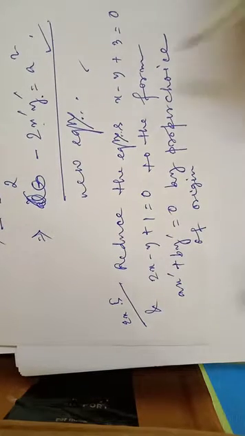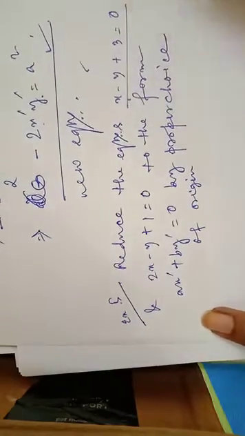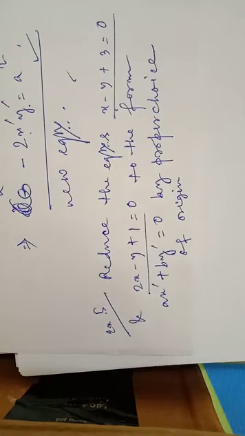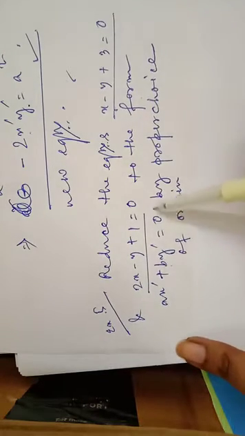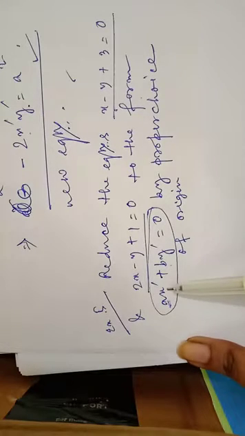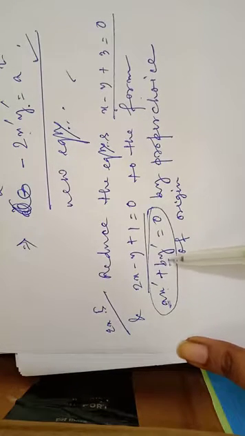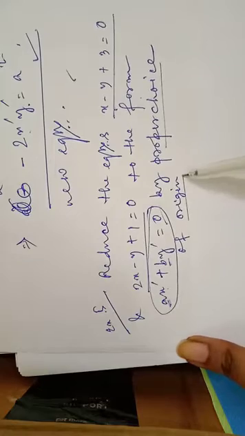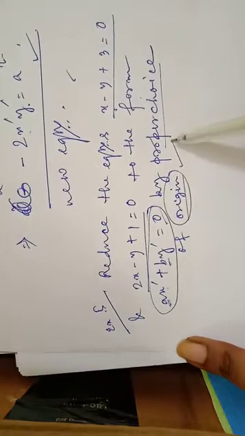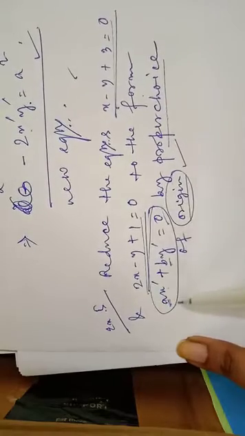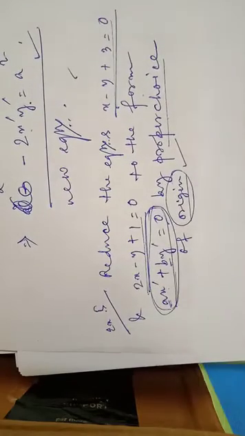Now check here, the old equations are given: x minus y plus 3 equals 0 and 2x minus y plus 1 equals 0. You have to find the new form. This will be of the form like this, that is some constant a into new coordinate x dashed plus some constant b into new coordinate y dashed equals 0 by proper choice of origin. That means you have to find out the origin also, and you have to reduce these old equations into the new equation of the form like this.